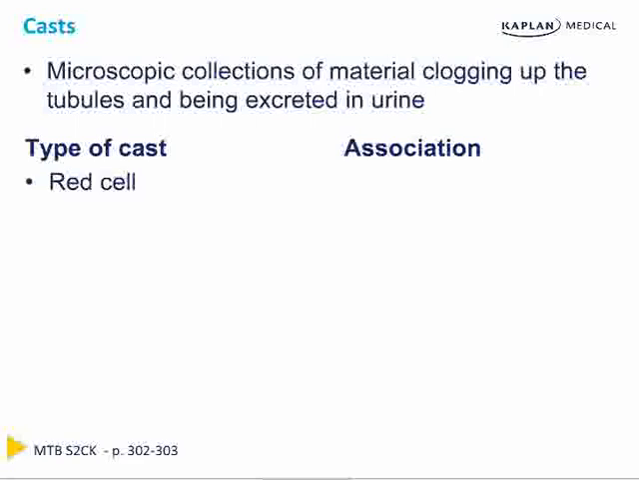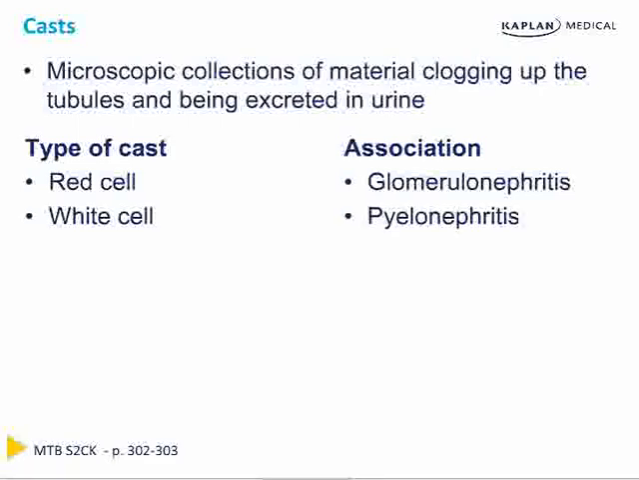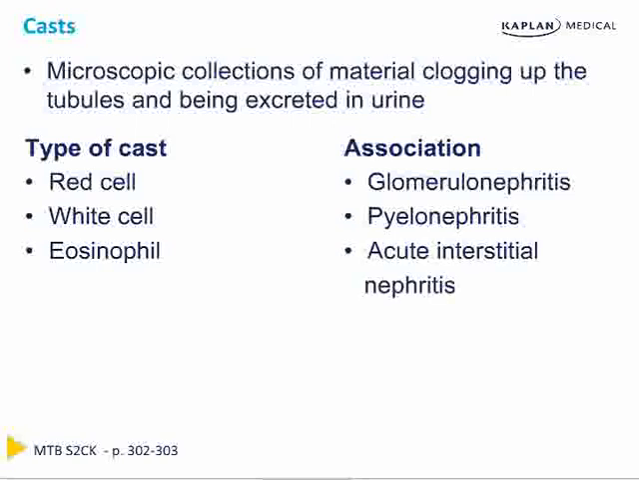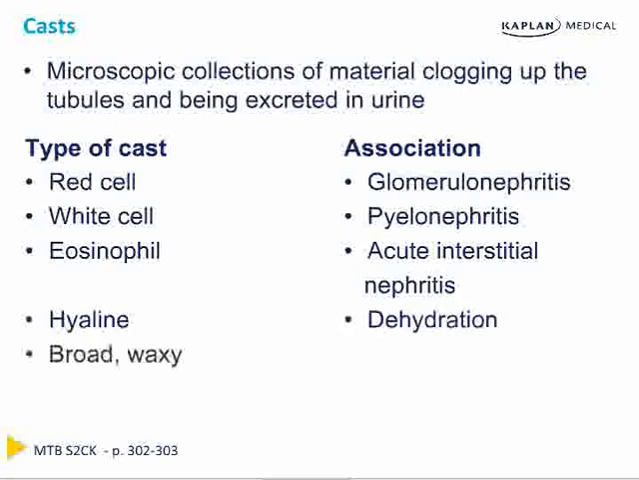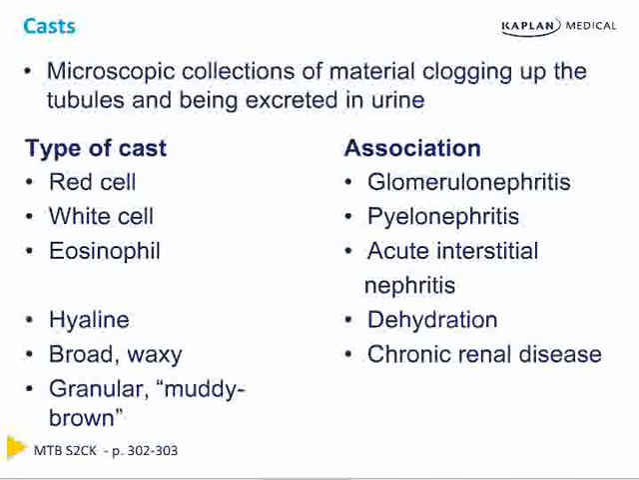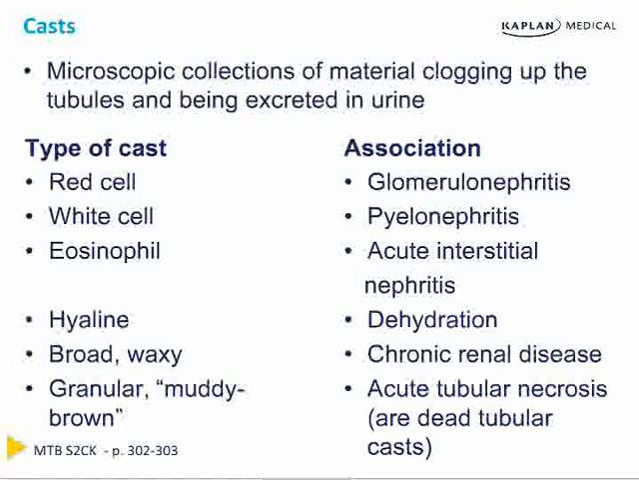First, red blood cell casts are often associated with glomerular nephritis, whereas white blood cell casts are associated with pyelonephritis. Eosinophilic casts are seen in acute interstitial nephritis. Hyaline casts are seen in dehydrated patients, whereas broad waxy casts are found in dialysis patients or patients with chronic renal disease. Lastly, those granular muddy brown casts are the hallmark of acute tubular necrosis, and those granular casts are actually made of dead tubular cells themselves.